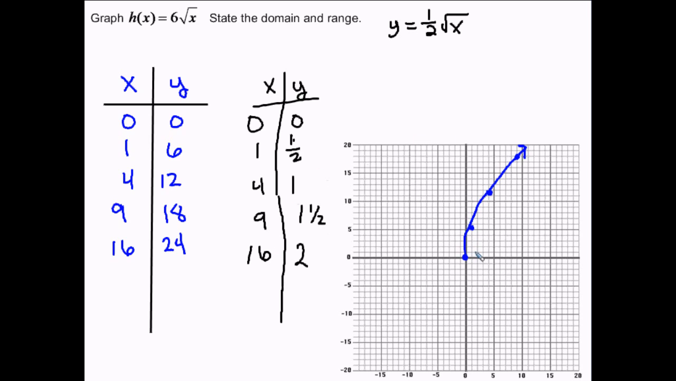So if I plot that one, I'm not going to plot 1.5. That's too small, I can't really do that very well. So I'm going to skip right to 4, 1. And then I'm going to skip right to 16, 2. If you look at this graph, you can see we're not going up very far, very fast. We cut it in half. We've smashed it down, so we shrink it. That's just a nice comparison.